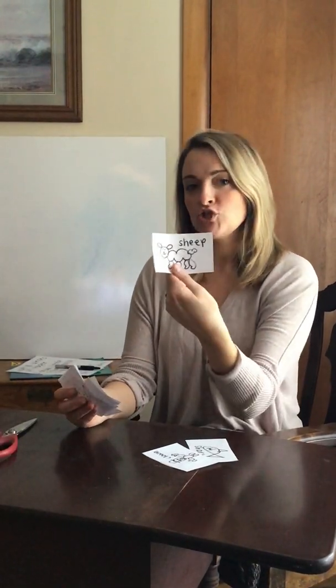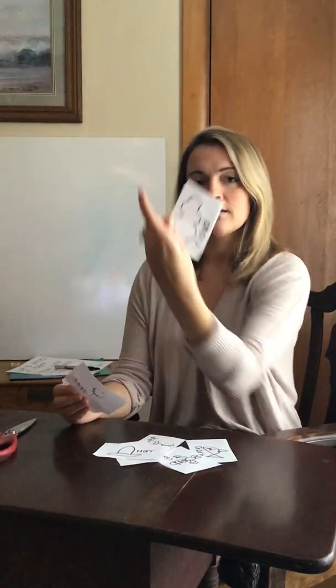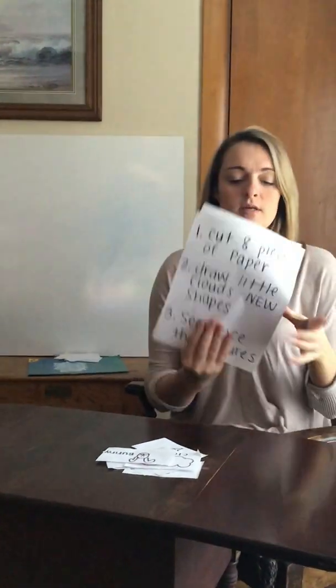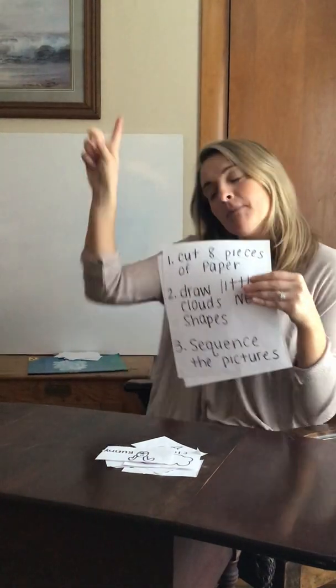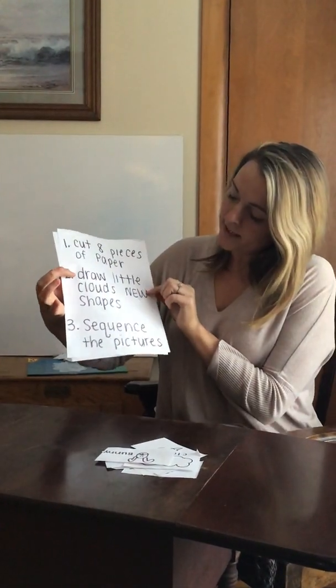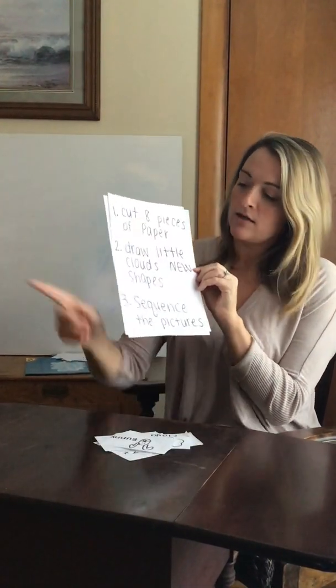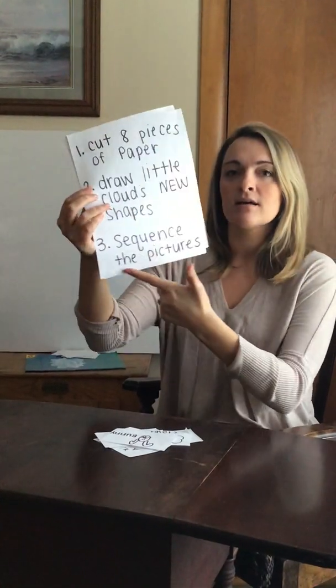Now I have all of my new shapes that Little Cloud turned into. I have a shark. I have the clown. I have the sheep, the plane, the hat. First he started off as a cloud, so I have cloud, the tree, and the bunny. So all 8 shapes. Then, so I already did step number 1. I cut all the 8 pieces of paper. Check. Draw Little Cloud's new shapes. Step number 2. I already did that. Check. Now I'm going to sequence the pictures.